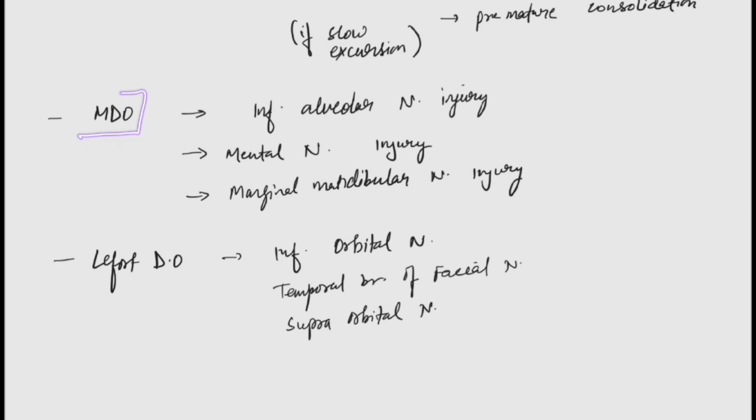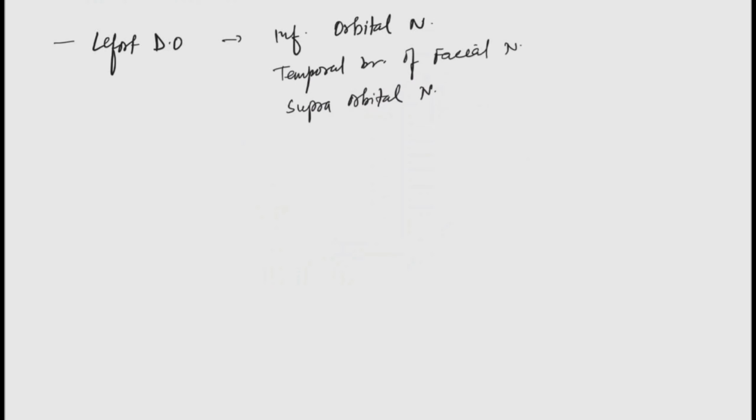In case of mandibular distraction osteogenesis, there are chances of nerve injury such as the inferior alveolar nerve, mental nerve and the marginal mandibular nerve. In case of Le Fort distraction osteogenesis, there are chances of injury to the infraorbital nerve, temporal branch of the facial nerve and the supraorbital nerve.